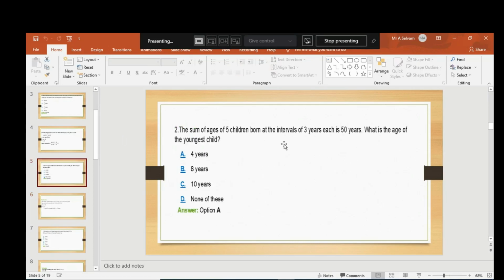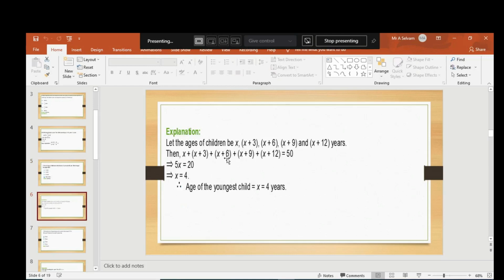Now each of the years is overall 50 years, right? That's what. So 50 years. Now we can add together those 5 children equal to 50 years, right? So 1, 2, 3, 4, 5. So 5x is there, right? So 5x.